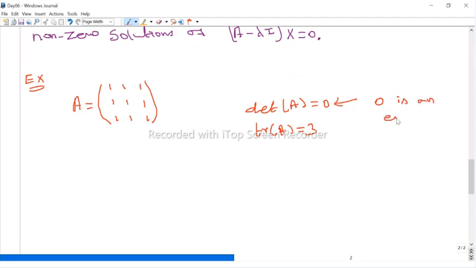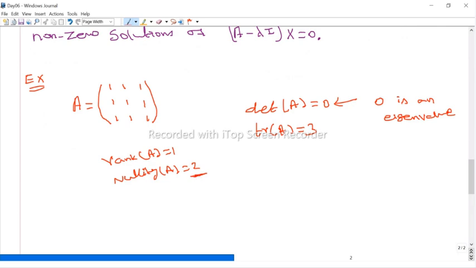0 is an eigenvalue because we get determinant 0. Therefore, the product of the eigenvalues is the determinant. Therefore, the product here is 0, so 0 is one of the eigenvalues. But what is the rank of this matrix? What is the rank of this? 1. And what is the nullity? By the rank nullity theorem, nullity is 2.